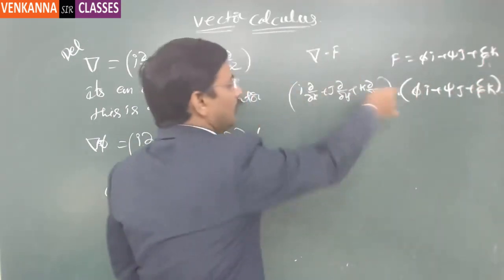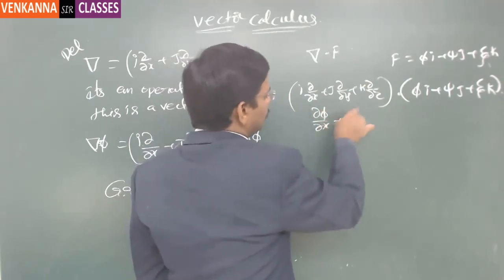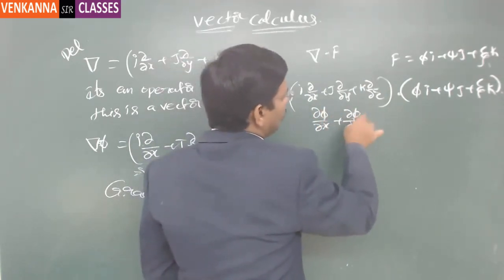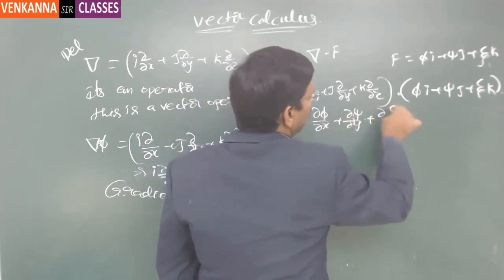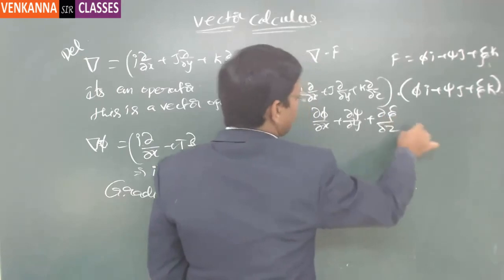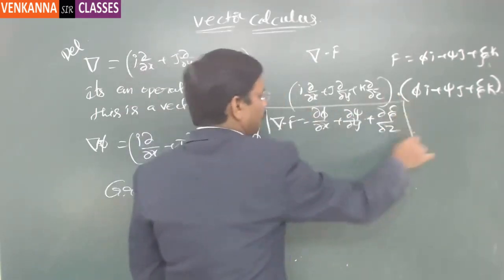So now if you do the dot product, this is going to be dou phi by dou x plus dou psi by dou y plus dou xi by dou z. So this is the operation del dot f, right? So this is del dot f.